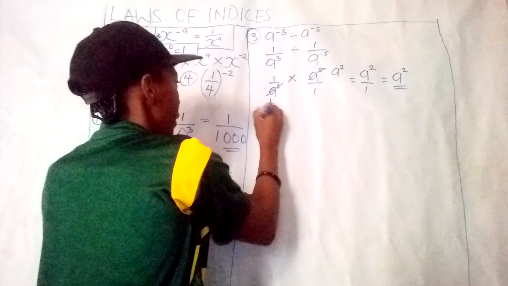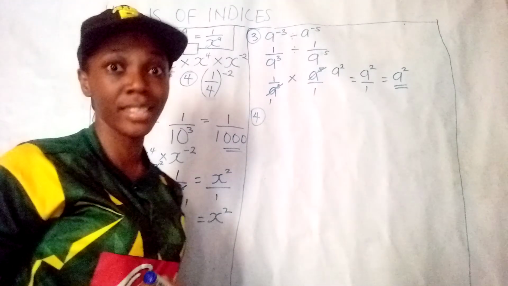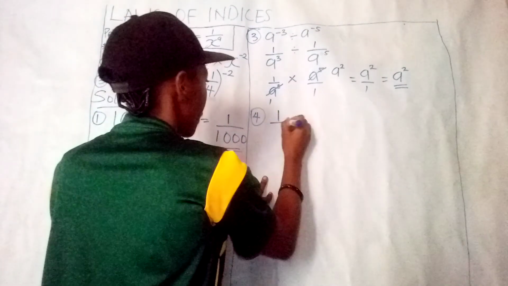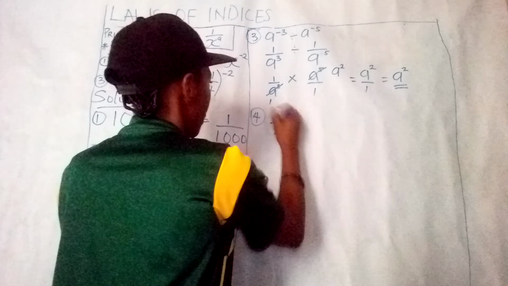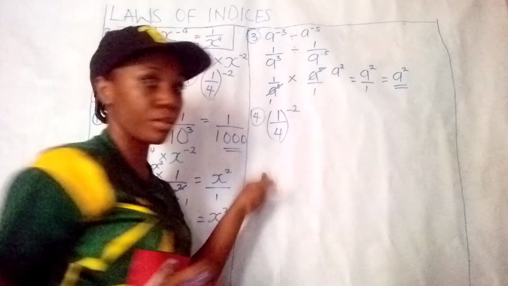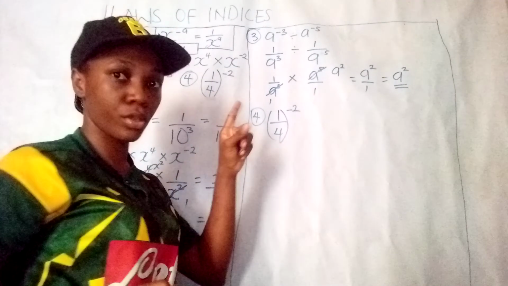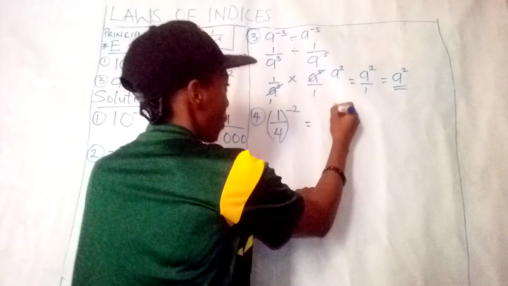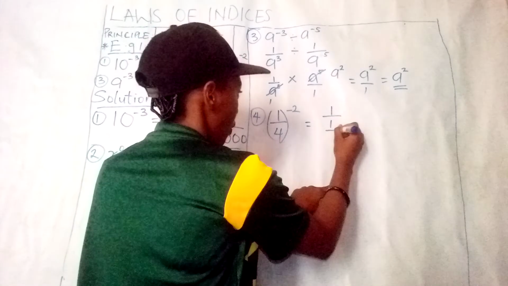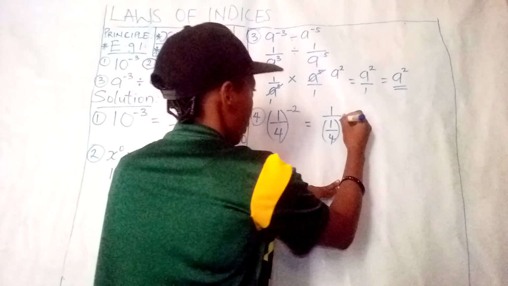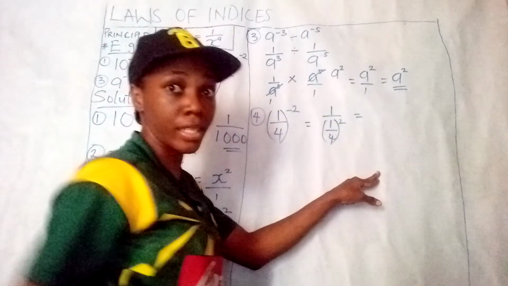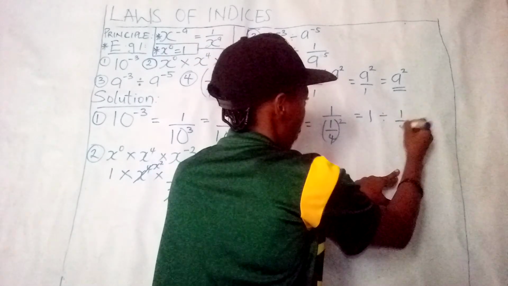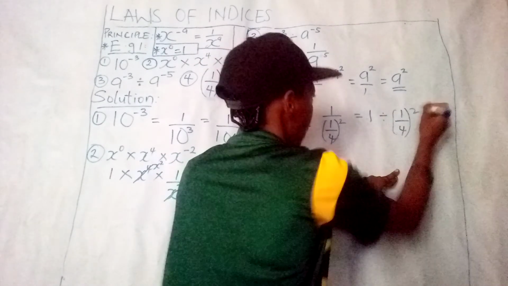And we're looking at the very last one. Like I told you, I'm not here to waste our time, so let's proceed fast. We have 1 over 4 raised to the power minus 2. This is going to follow the very first principle. So this is 1 over 1 over 4 raised to the power 2, and that simply means 1 divided by 1 over 4 raised to the power 2.